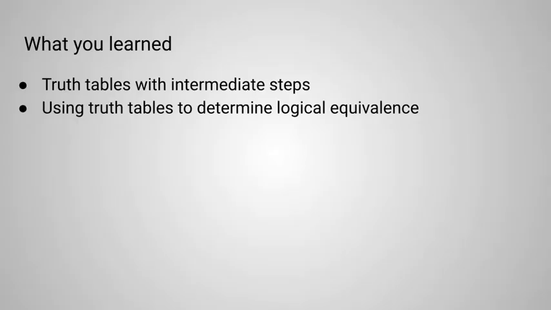So in this video and in the last one, you learned how to make a truth table for a logical proposition with 2 atomic inputs, even when there are intermediate steps involved, and how to use those truth tables to determine logical equivalence of propositions. The next video is one more look at truth tables, and we'll raise the complexity to look at propositions with multiple intermediate steps, as well as those with 3 and even 4 input variables.